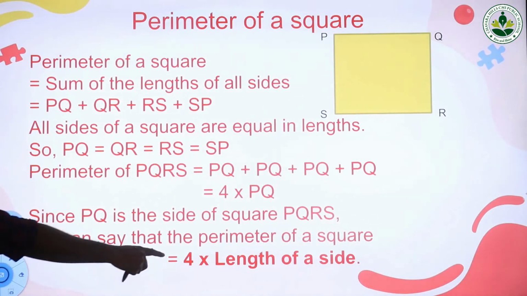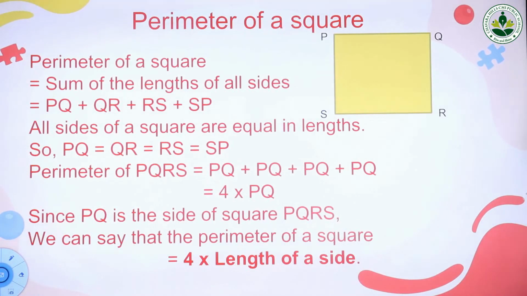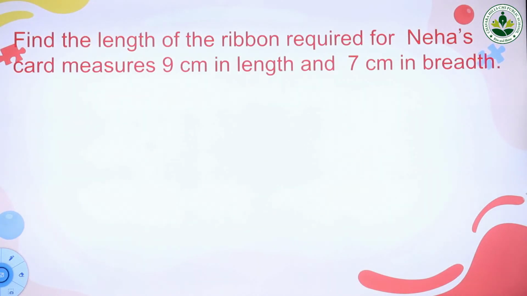So you must learn this formula by heart. 4 into length of a side is the perimeter of a square, and the perimeter of a rectangle is 2 into length plus breadth. Now you can find the length of the ribbon that they need.